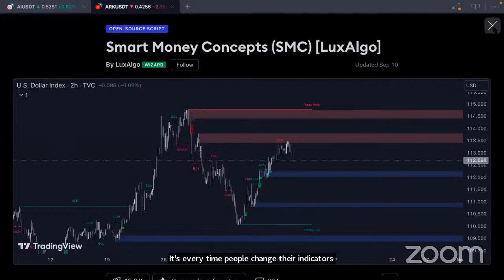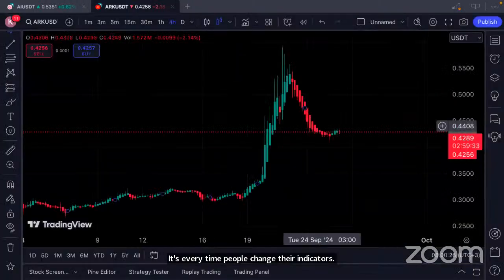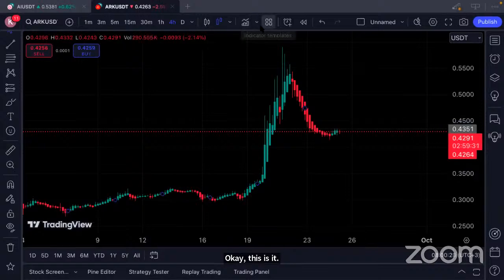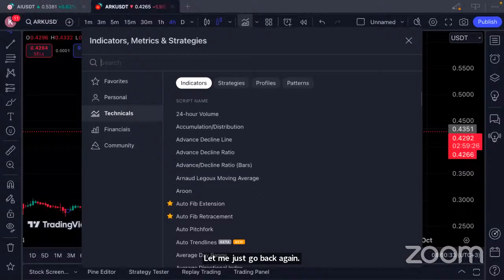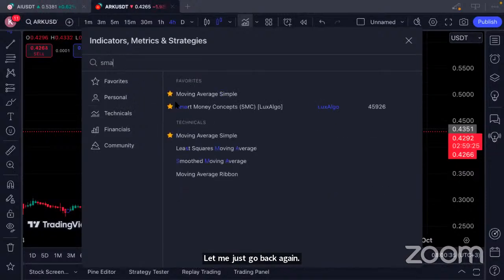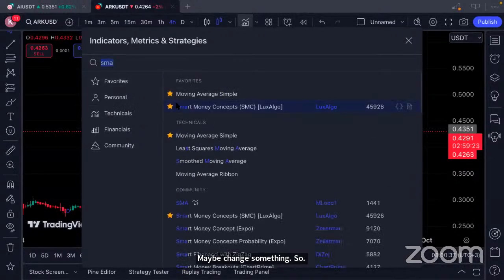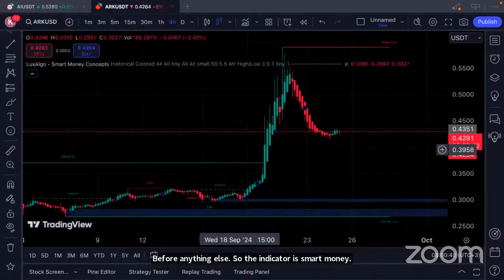Okay, let me just go back again. Maybe something changed. So I have not taught this indicator for some time. So let me first set it into my chart before anything else. So the indicator is called smart money. There we go. And here we are in the chart.